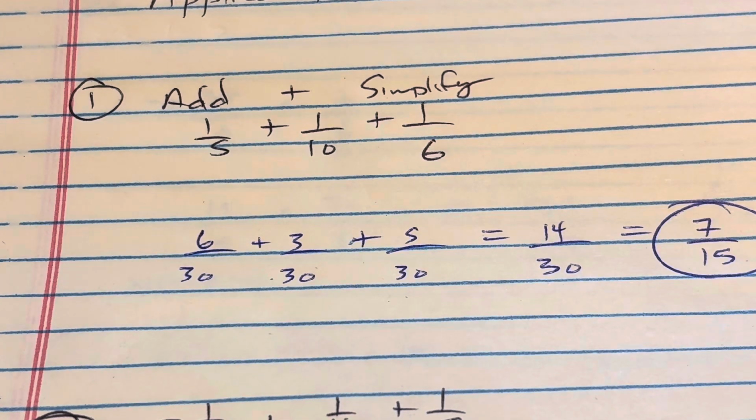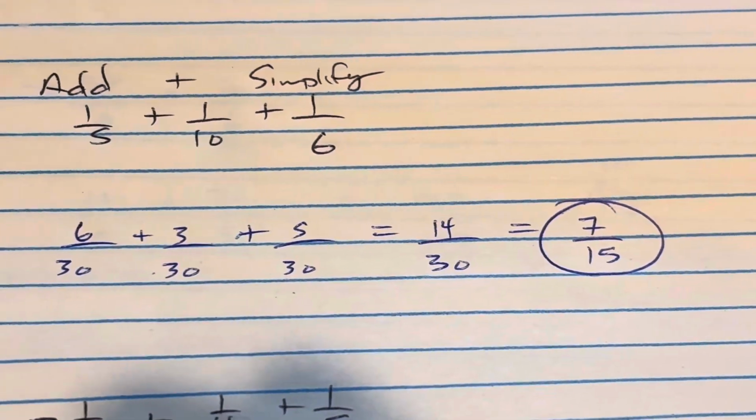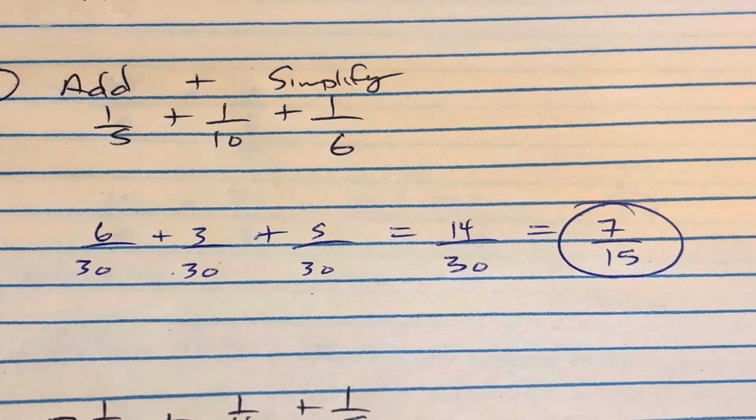How do we get 1/5 multiplied by 6 over 6? How do we get 1/10 multiplied by 3 over 3? How do you get 1/6 multiplied by 5 over 5? 6 over 30, 3 over 30, 5 over 30. That's 14 over 30 divided by 2. That's 7 over 15. All right. That's number 1.